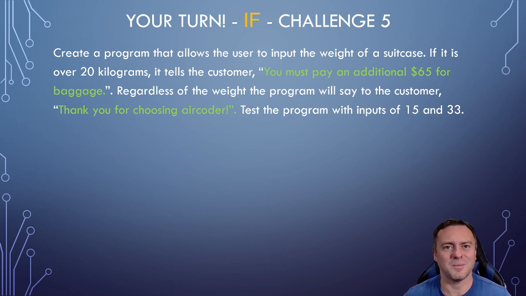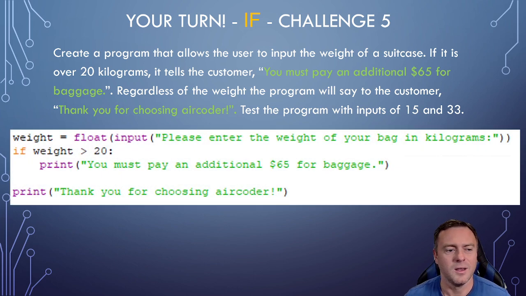Awesome, so you should have picked up that this is the postbox version. So the challenge is literally, if something is true, you're going to do something. Otherwise, you carry on, but then you would still have the same output at the end. So the way this works is you have the weight, and the weight is equal to the float input, and then you type that in. Then you check to see if the weight is greater than 20, and then if it's true, you must pay an additional $65 for baggage, and then print out, thank you for choosing Air Coda.